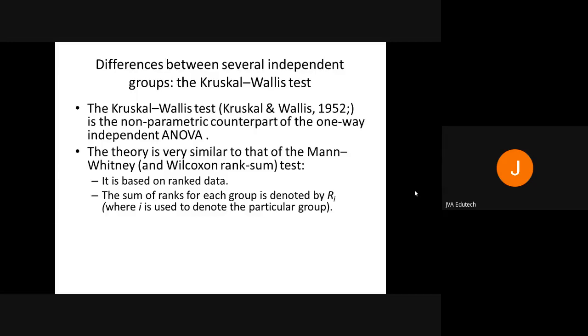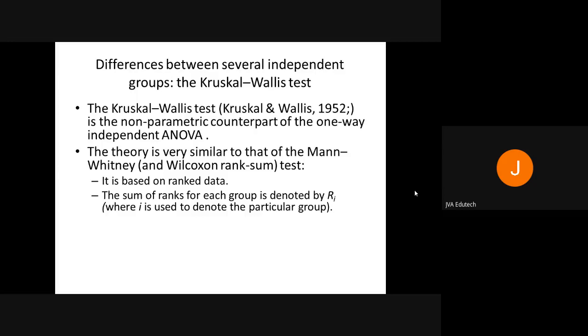scores are related. So from the very start, assume that none of the assumptions are met. If you have three or more independent groups, then you will go for the Kruskal-Wallis test. And if you have three or more related groups, then you will go for the Friedman test. As of now, first let us look at the Kruskal-Wallis test.